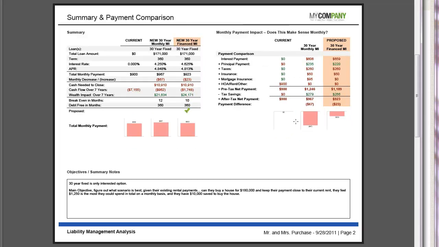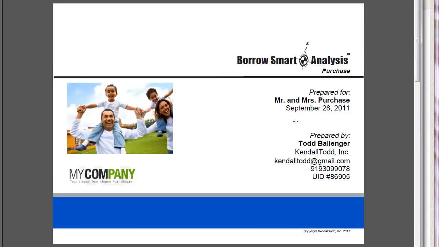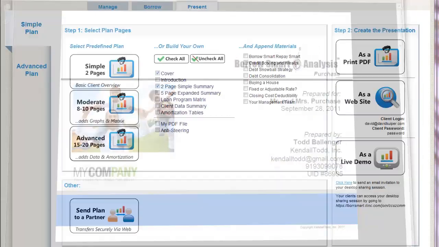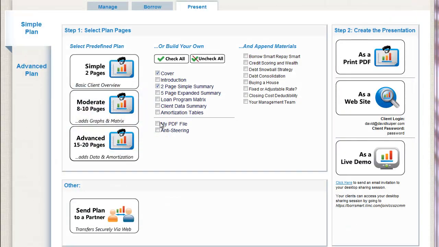So we really appreciate your feedback. I'm excited about this update. I think it's going to really help you with a lot of how you interact with the client. You've still got the ability to attach your anti-steering file here as a separate file. You've also got the ability to attach your My PDF file.